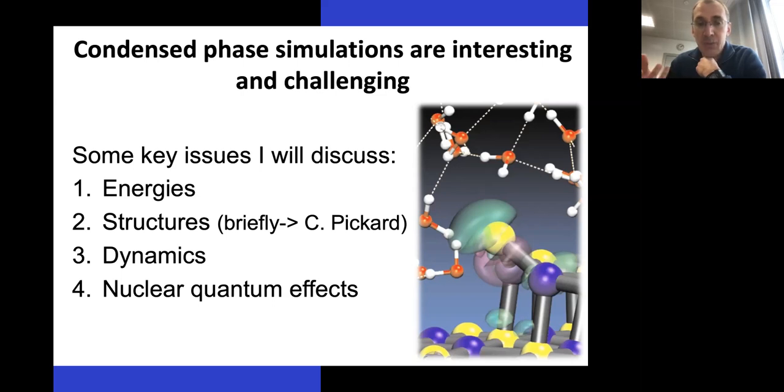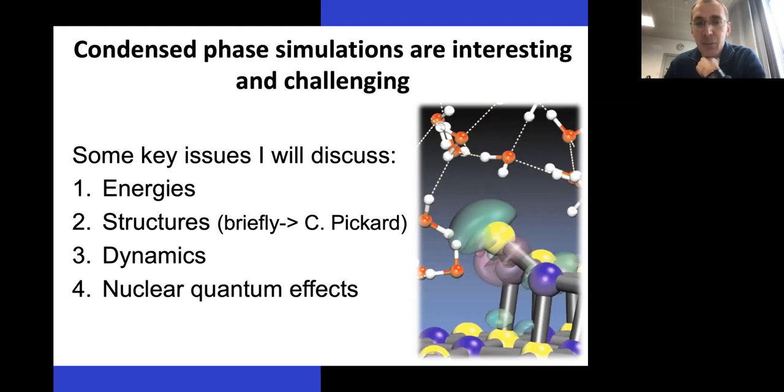You saw that we were dealing with a liquid, and when we want to do simulations of liquids, it's not sufficient to do a single calculation at one particular point in time. You want to look at how the system evolves in time, generally by computing a dynamical trajectory.